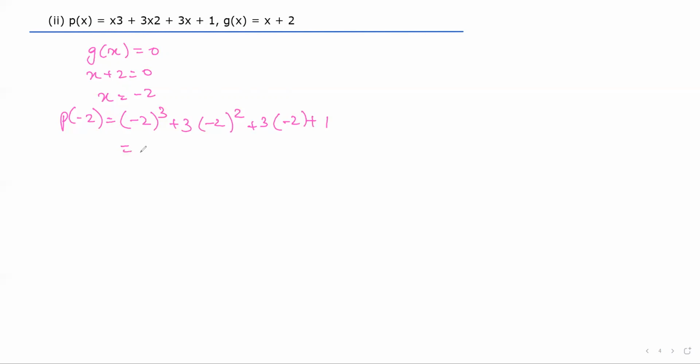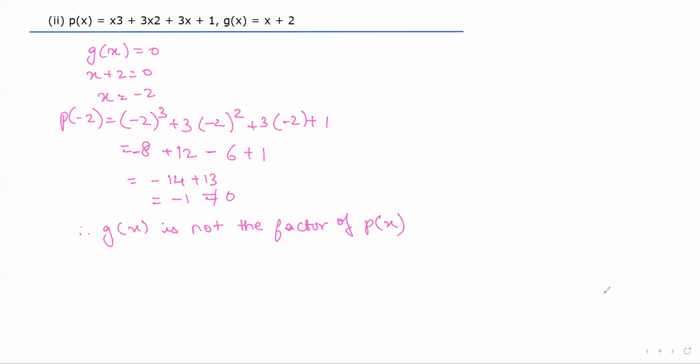Now this is equal to minus 8 plus 12 minus 6 plus 1. This is minus 8 minus 6 plus 12 plus 1. Minus 14 plus 13 is equal to minus 1, which is not equal to 0. Therefore, g of x is not a factor of p of x.